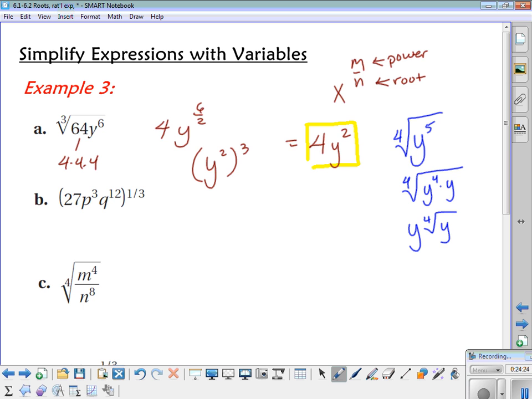So if you end up where it doesn't divide out evenly, you just take out what you can and leave the other stuff under the radical. Okay?